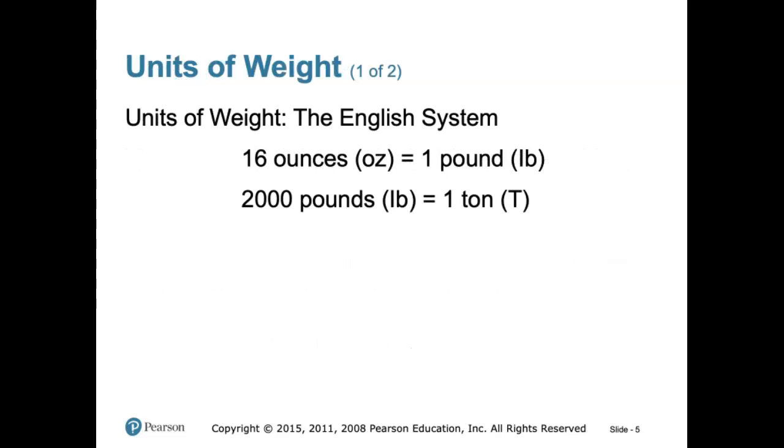You want to make sure you have this written down. If you don't already know that 16 ounces is 1 pound, hopefully everybody does know that. And 2,000 pounds is equal to 1 ton. Another one of those things you want to have listed.